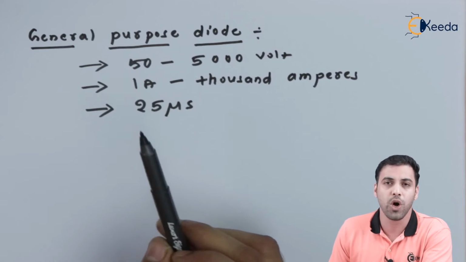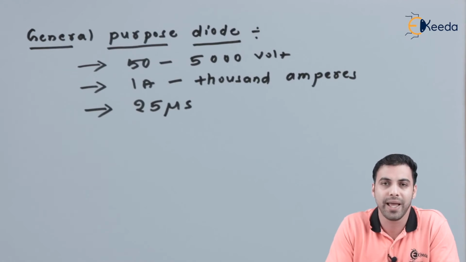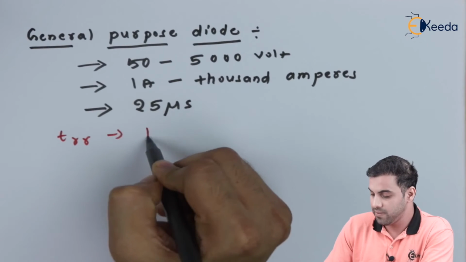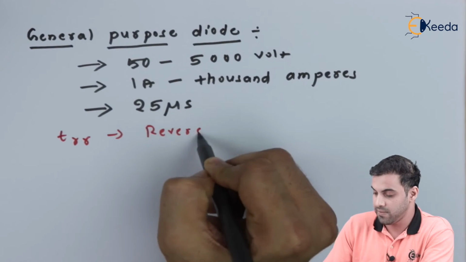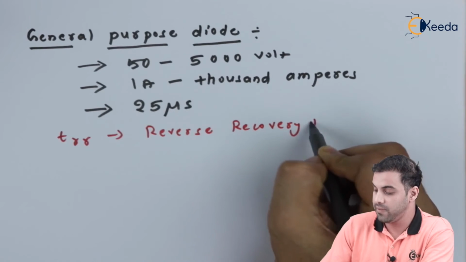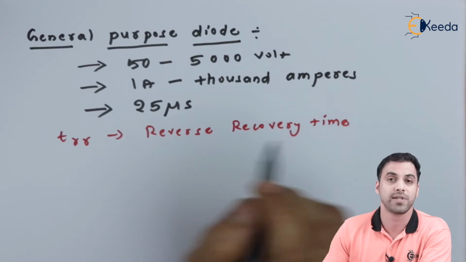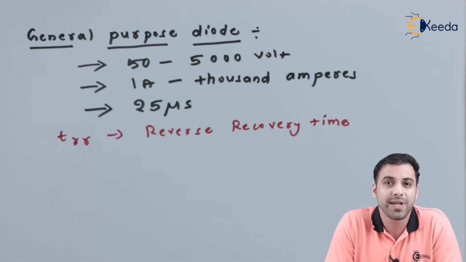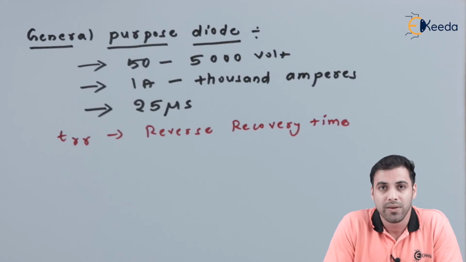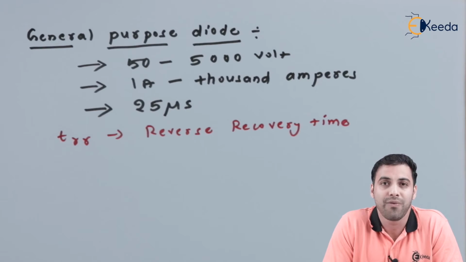So friends, let's talk about what reverse recovery time is. Let's say TRR is the reverse recovery time. A reverse recovery time is the time in which, once the diode has been conducting, it blocks the supply of electric voltage when it is reverse biased.